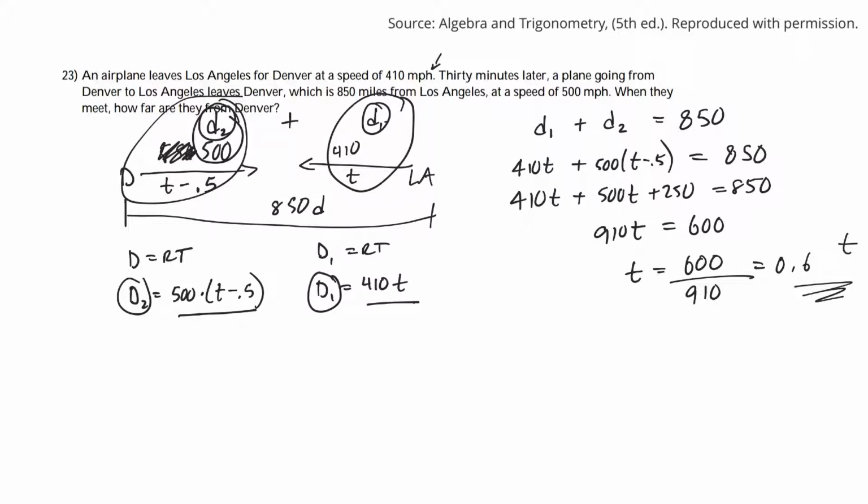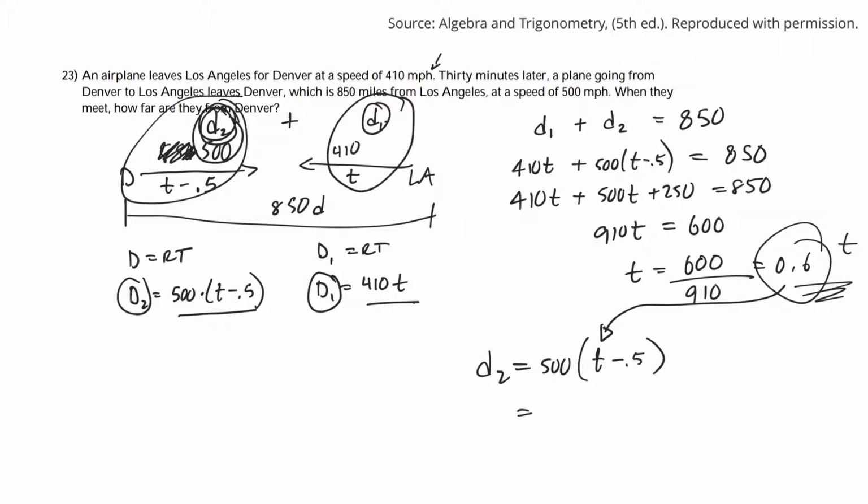But the question says, how far are they away from Denver? So here's Denver. I want to figure out the distance 2. So distance 2 is going to be equal to 500 times t minus 0.5. Once I get this number here, I'll plug it in right there, and that'll give me my distance. Hopefully that helps with that question.